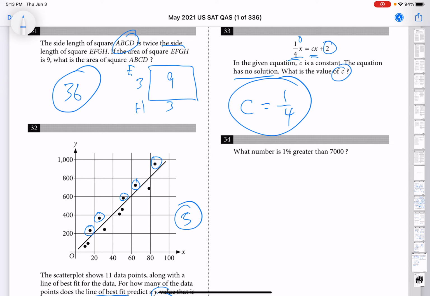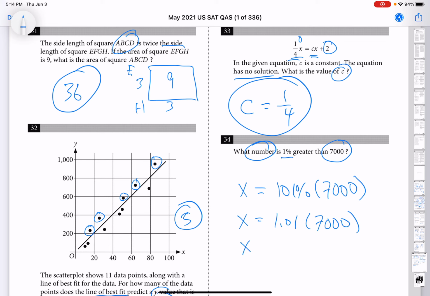What number is 1% greater than 7,000? Okay, so what number is x? It is 1% greater, so that's basically 101% times 7,000. If you just take this on the calculator, x is equal to 1.01 times 7,000, you're going to get x is equal to 7,070. So for number 34, the answer is 7,070.